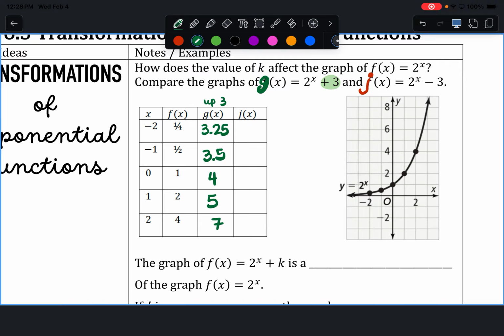7. Okay, so we're going to take and plot these points. So go to -2, 3.25, -1, 3.5, 0, 4, 1, 5, 2, 7. Okay, and we can very clearly see that the graph got moved how? Up, right? This is the same graph that's just been scooted up.